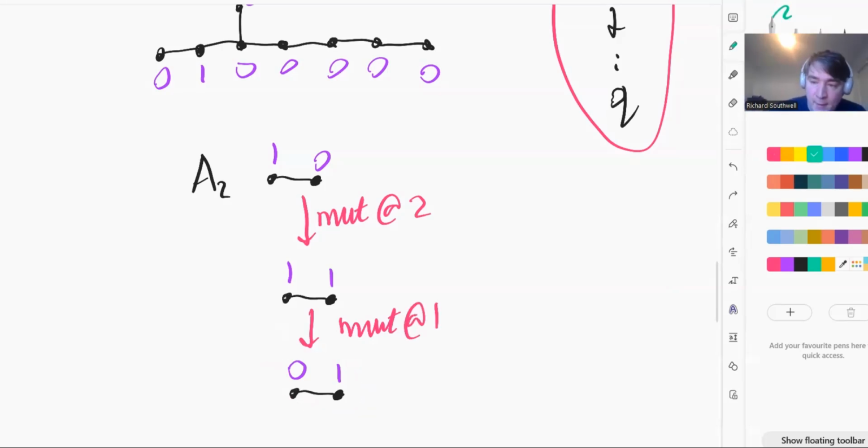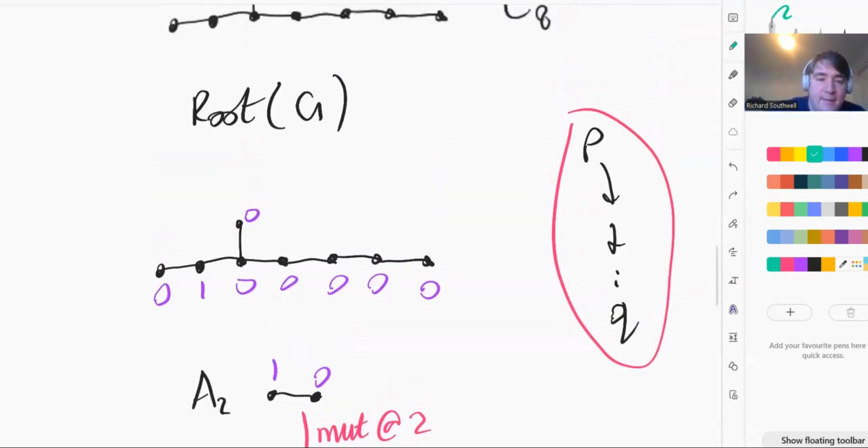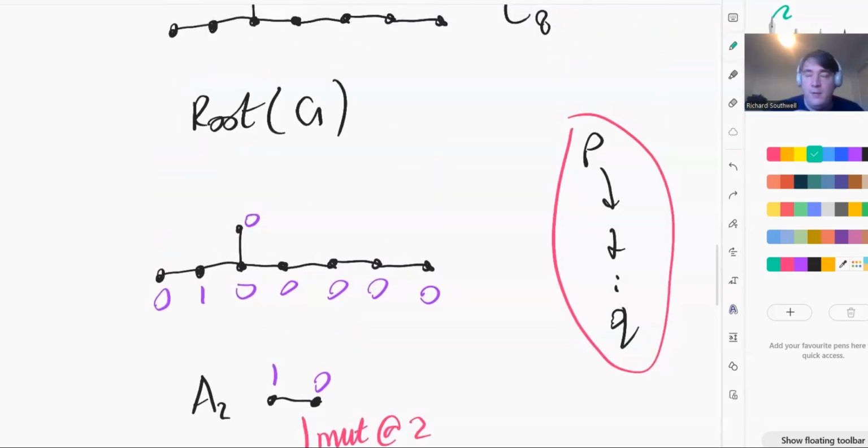So clearly, this population vector here is reachable from this population vector here, because we can do some sequence of mutations to get to the latter from the former. And so what I'm saying is that we're particularly interested here in this set called roots of G. And this consists of all of the population vectors that can be reached starting from any unit vector. And this is extraordinarily important.